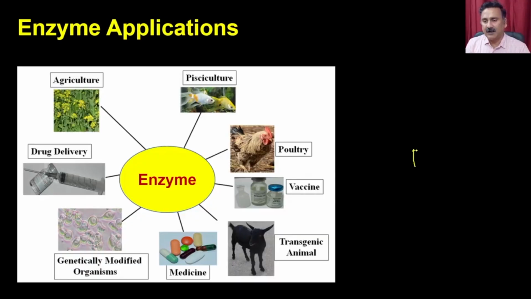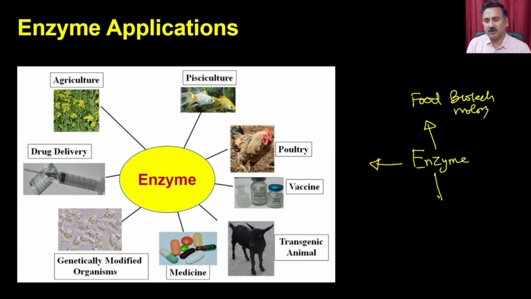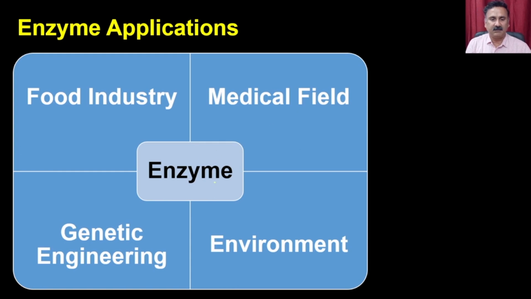So in this course, we are going to discuss some of these aspects. We have categorized these applications into related fields, right? We have the application of enzyme in food biotechnology, application of enzyme in medicine, application of enzyme in recombinant DNA technology, and then we are also going to discuss the application of enzyme in other areas such as disease biology. So these are the things we are going to discuss, right?